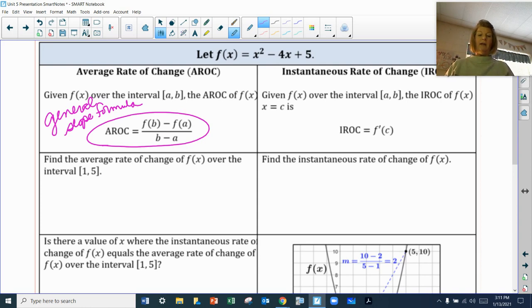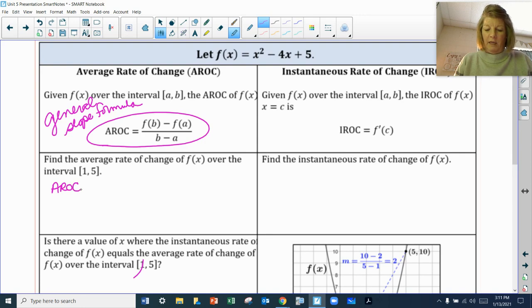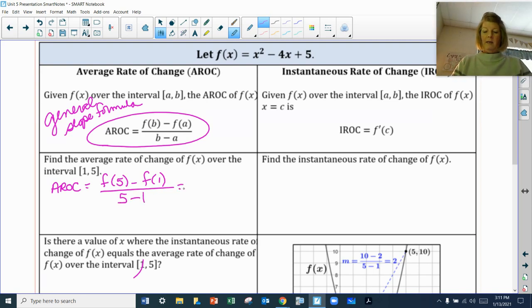So if I had to calculate the average rate of change for this particular problem, I would say that my average rate of change was equal to f of 5 minus f of 1 over 5 minus 1. And plugging that in, trust me, you're going to get 10 minus 2 over 4. And that is 8 over 4, which is 2.